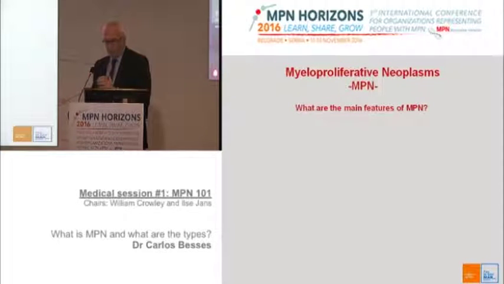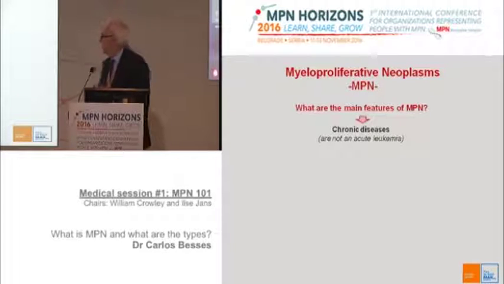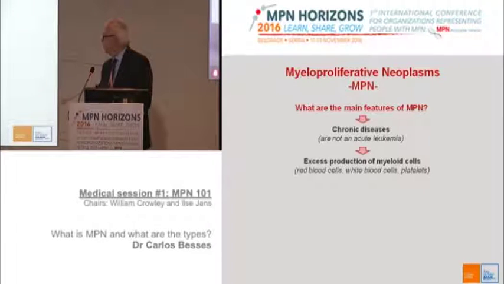So what are the main features of MPNs? I usually start by explaining to the patient that these are chronic diseases. They are not an acute leukemia. They are characterized by excess production of myeloid cells, that's red blood cells, white blood cells, platelets.